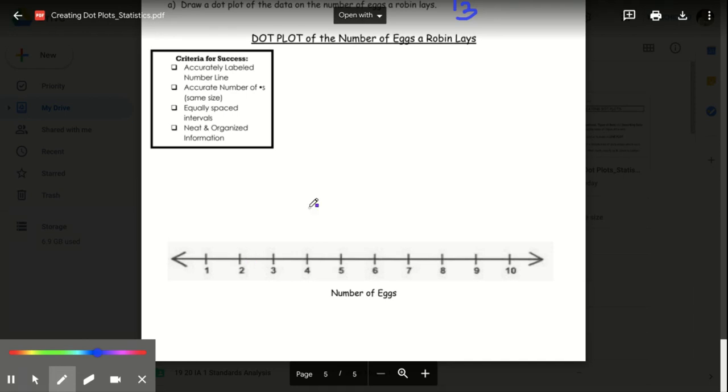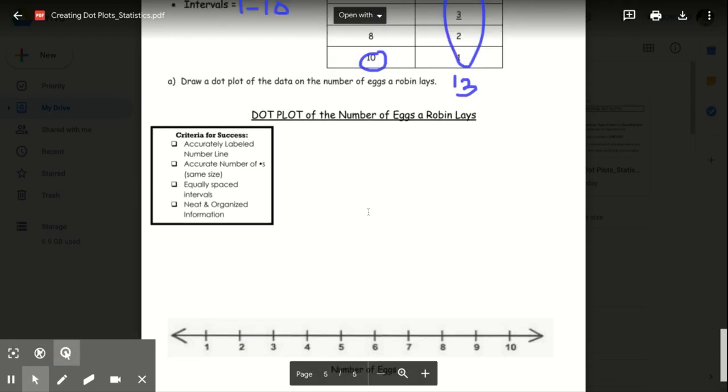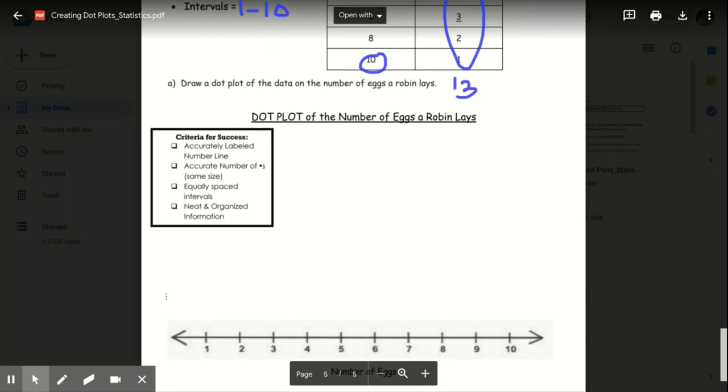Looking at the information, let me scroll down real fast so I can see this. I saw 1 robin lay 10 eggs, so I'm going to put 1 dot there. I saw 2 robins lay 8 eggs, so I'm going to put 2 dots there. Excuse the mess here. Let me clean this up a little bit. Okay, so I have 1 dot here, 2 there. Here we go, and we're going to keep going.